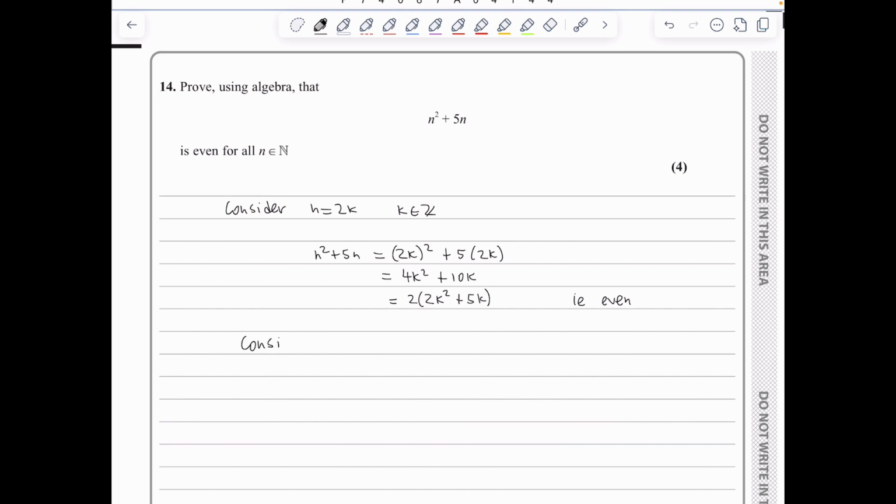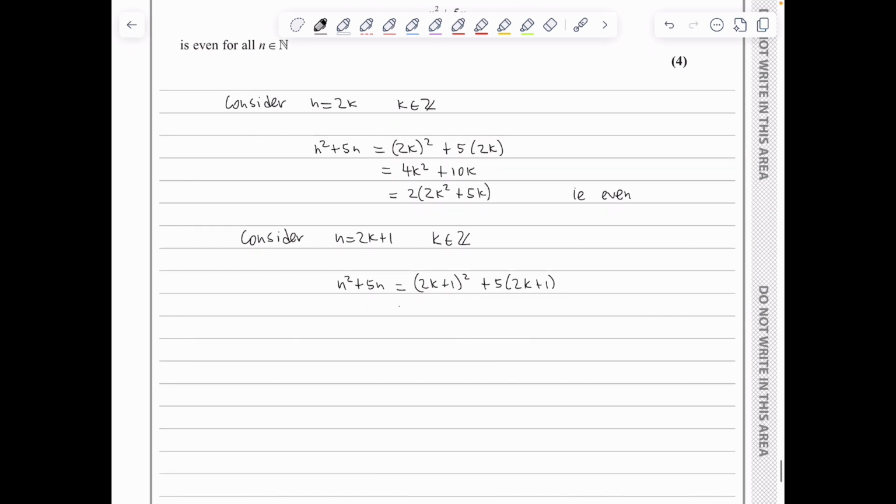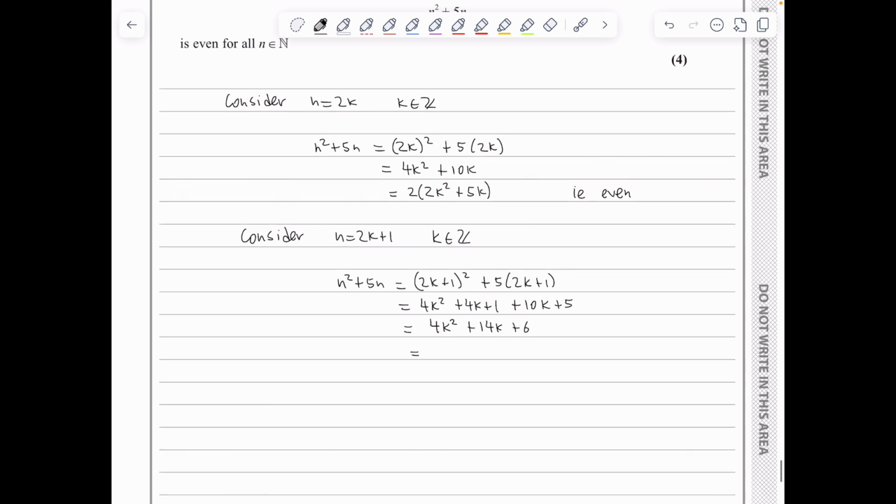So I'm going to say consider here n being equal to 2k plus 1, where k belongs to the integers. Now n squared plus 5n in this case is going to be 2k plus 1 raised to the power of 2 plus 5 times 2k plus 1, which gives me 4k squared plus 4k plus 1 plus 10k plus 5, which simplifies to 4k squared plus 14k plus 6. I will factor out the 2 again, so we're looking at 2 brackets 2k squared plus 7k plus 3. And once more, since I could factor out the 2 here, we also conclude that this is giving me an even result.